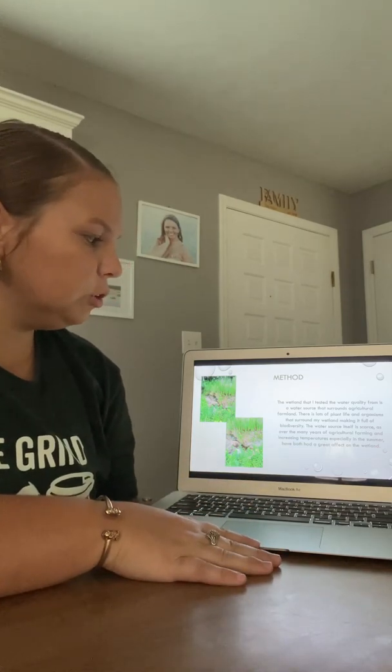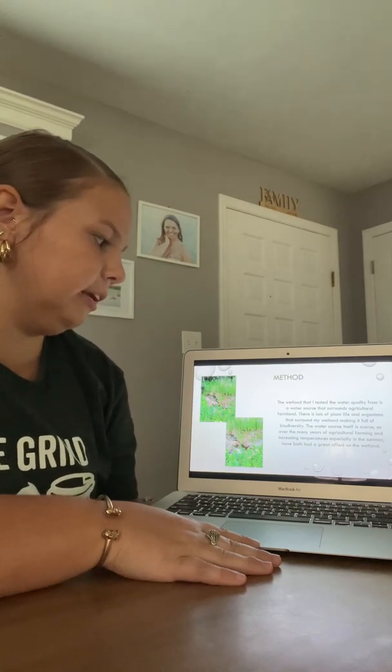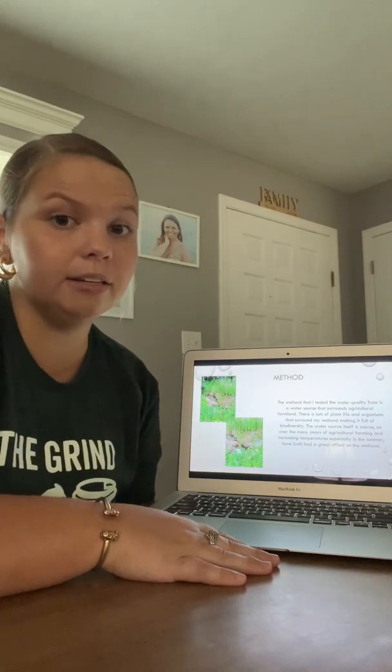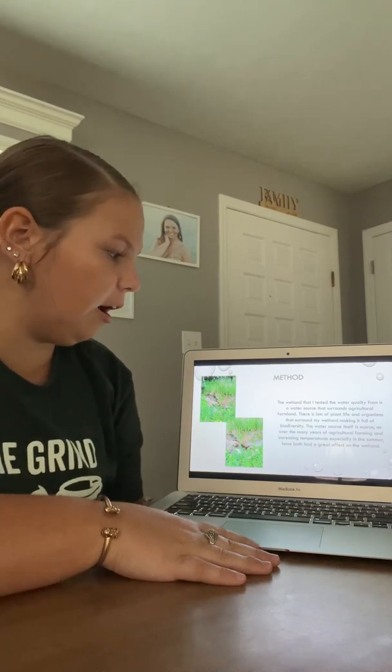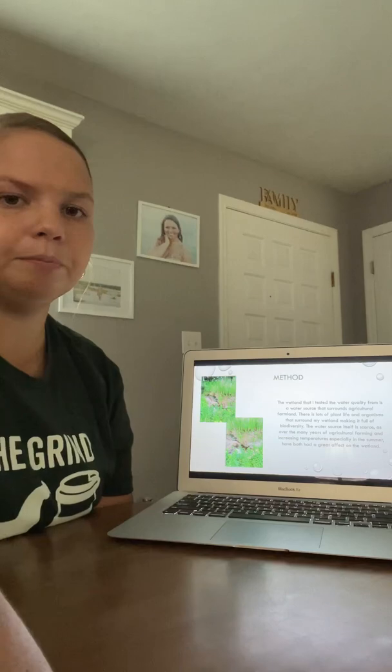And the water source itself is scarce, as over the many years of agricultural farming and increasing temperatures, especially in the summer here in South Carolina, they have both had a great effect on the wetland that I tested.